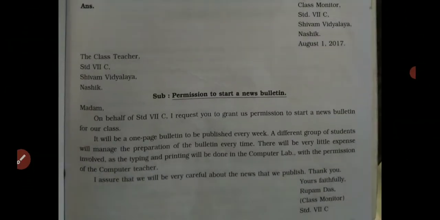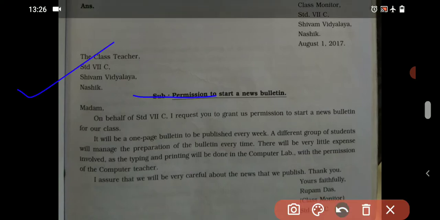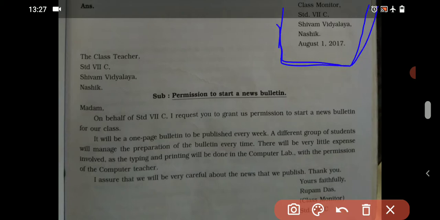Here in this letter, or here in this answer, the sender's address. Who is the sender? That is class monitor, standard 7C, Shivam Vidyalay, Nashik, August 1st, 2017. It is written on right hand side. As per the latest pattern, you have to keep this address on the left hand side here in this corner.